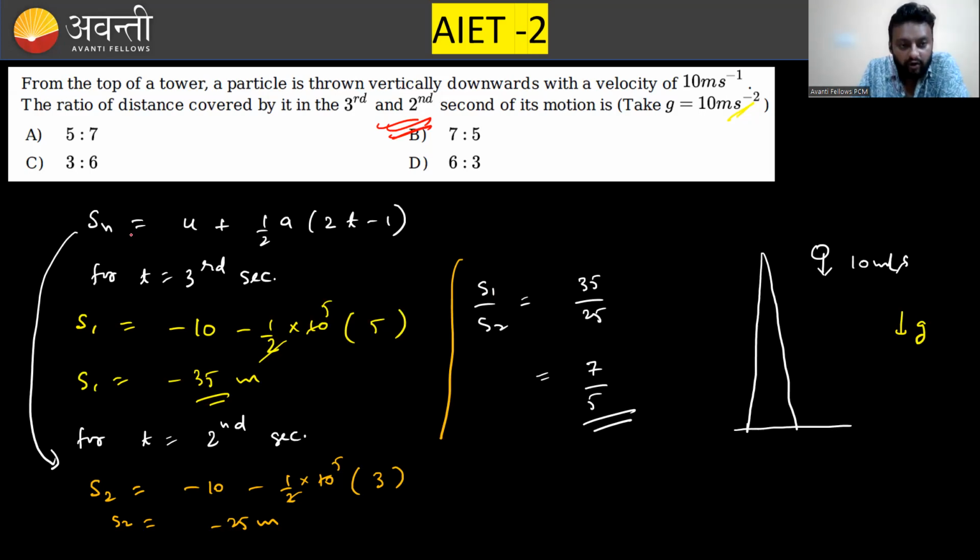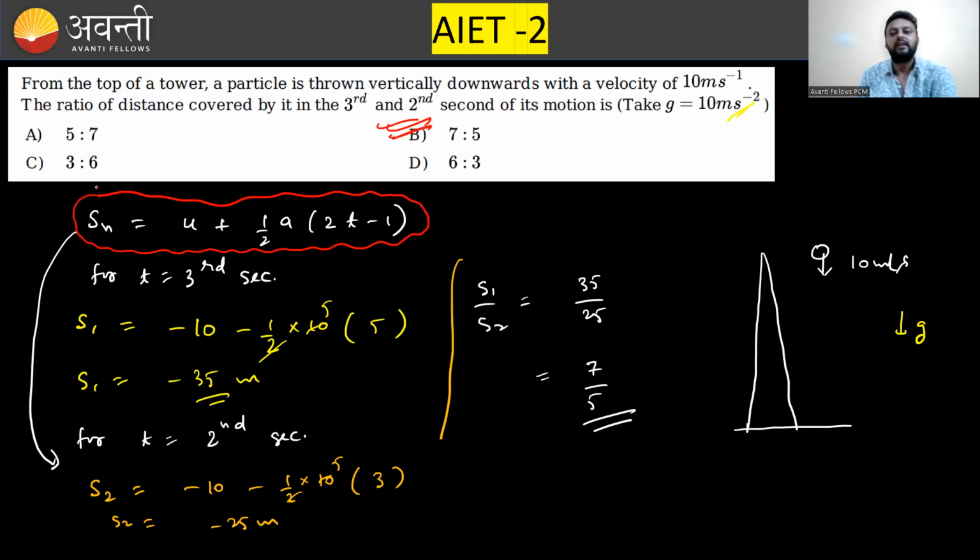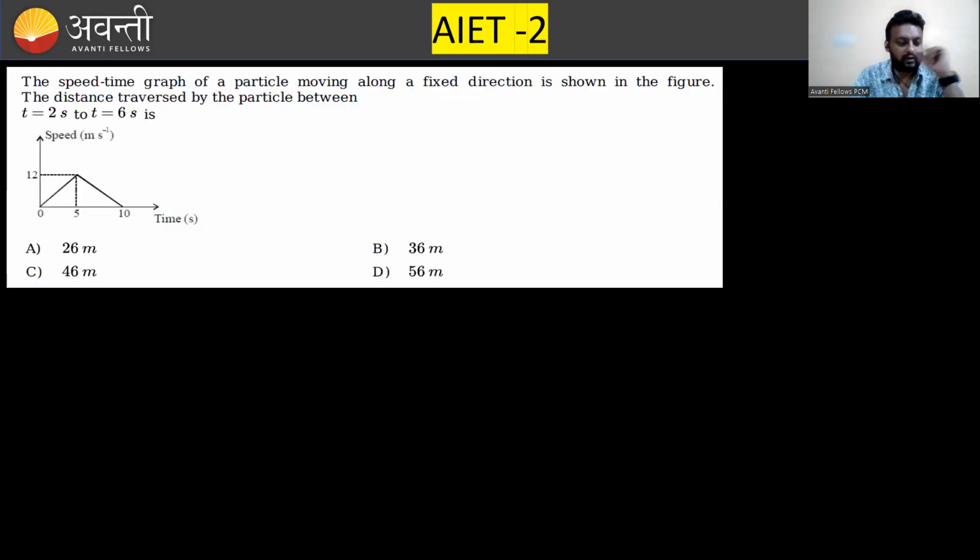For this question, or whenever you see the distance or displacement in a particular second, you should remember this relation. Somebody may call it the fourth equation of kinematics. It's a different choice, but this is the relation you should remember. Moving further.